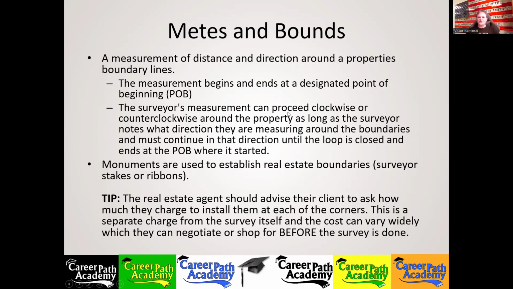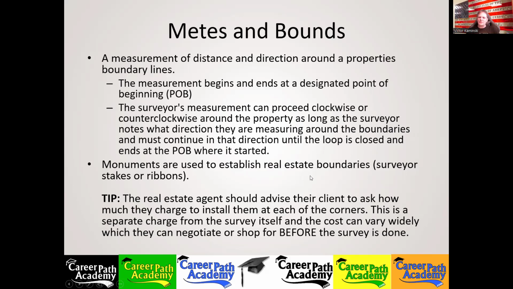The surveyor's measurement can proceed clockwise or counterclockwise, as long as they know which direction it's going. And then they continue that measurement all around the property's boundaries, and must continue in that direction until the loop is closed and ends at the point of beginning where it started.